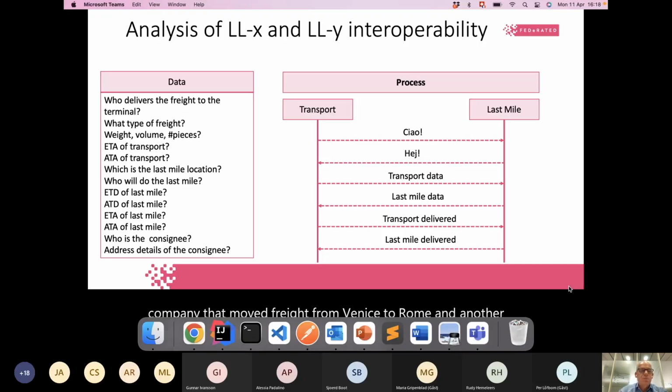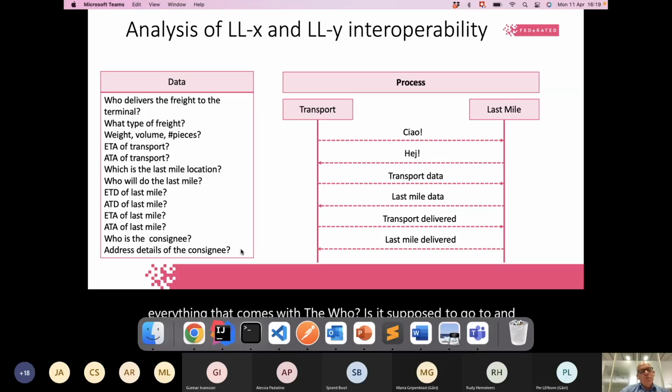So what is it? If you look at the first part on the left here, who will be delivering the freight to that terminal, where it needs to be picked up, what sort of freight is it, weight, volume, how many pieces, whether we expect the freight to arrive, when did it actually arrive, what is the location for that last mile service, who will actually deliver that last mile, and then the dates and times and everything that comes with that, who is it supposed to go to and what are their details.